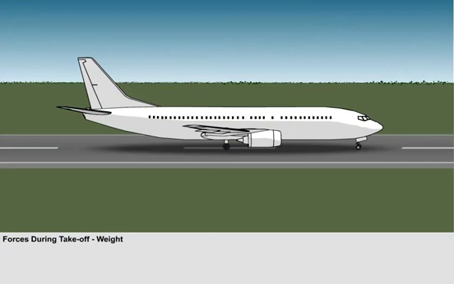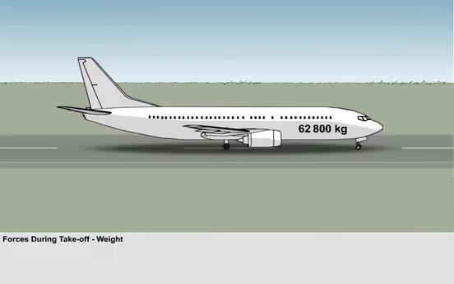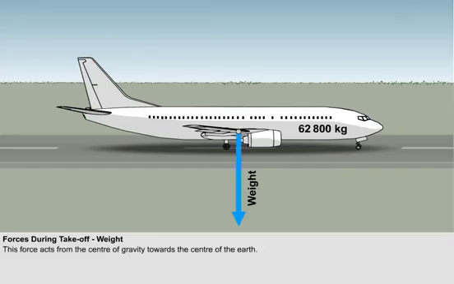To better understand takeoff performance, we need to fully grasp the forces acting upon an aeroplane and how these forces might change throughout the takeoff. Shown on screen is an aeroplane at rest at the brake release point. A typical 737-400 series has a maximum all-up mass of 62,800 kilograms. This mass will be accelerated from the center of gravity of the aeroplane towards the center of the Earth by gravity. The resulting downward force is called weight.